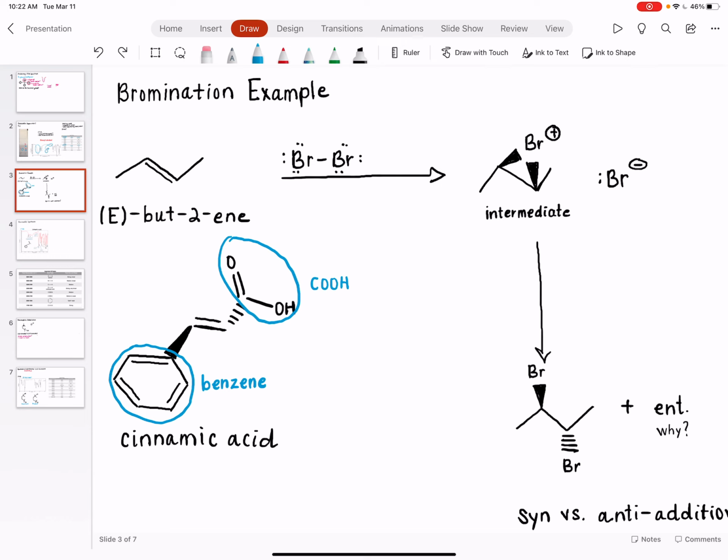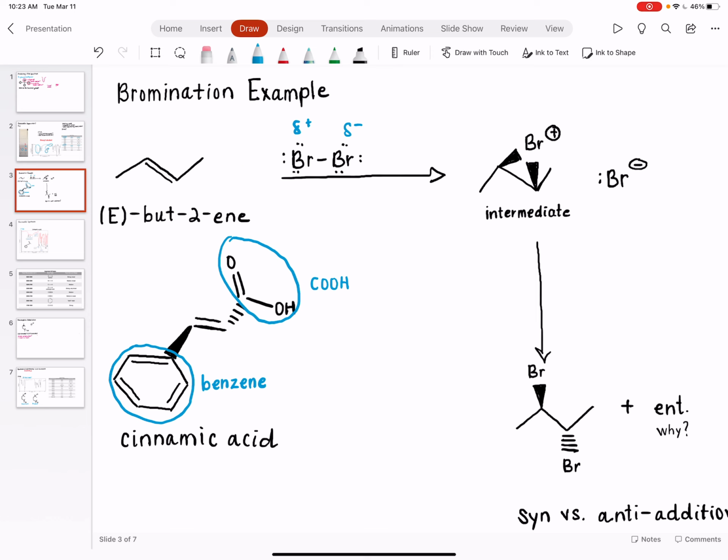I've drawn out Br2 with its lone pairs so that we can accurately show that arrow pushing. But you might be thinking Br2 is a nonpolar bond. So how exactly does it become an electrophile? As Br2 approaches our molecule, there is an induced dipole. So one Br becomes partially positive, and the other becomes partially negative. So the electrons are being pulled towards that partially negative bromine. And this allows for a nucleophilic attack.